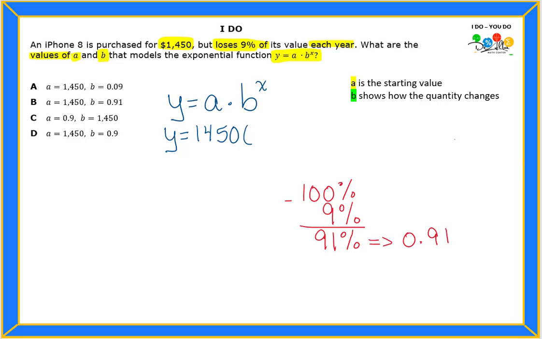Now remember, how do I know whether I'm going to add or subtract? The keyword here says loses. When you lose something from the math point of view, it means we're subtracting, and you subtract from the 100%. So my B is 0.91, giving 0.91 to the x power. This is my A value, and my B value is right inside the parentheses, because that's how much is losing value.